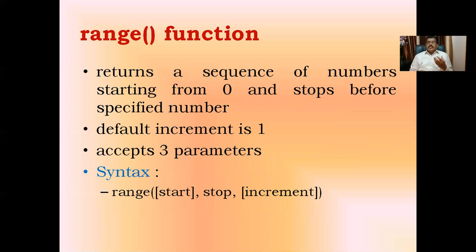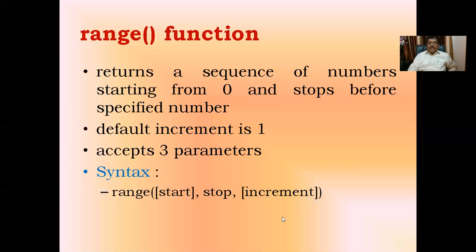Range is a built-in function. It generates a sequence of numbers starting from 0 to the specified number minus 1. By default, it increments by 1. Maximum it accepts 3 parameters, and it may work with 1 parameter or 1 argument, with 2 arguments or 2 parameters, or with 3 arguments or 3 parameters.